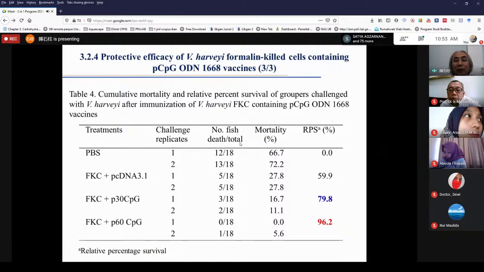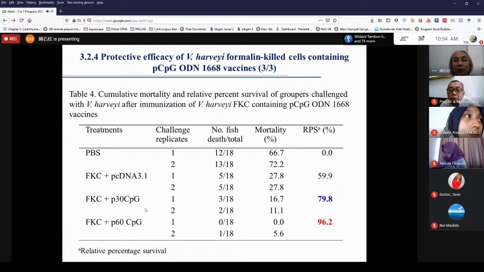So how about the RPS? In the PBS, they have more than 60%, 65% mortality. Usually in the challenge group, the PBS should be more than 65, okay? It's better to get a proof of concept that this vaccine is useful. Okay, so the 60 copy has an average RPS of 96, 30 copy is 79. Vaccine mixed with plasmid only, not containing the CpG, it's 59.